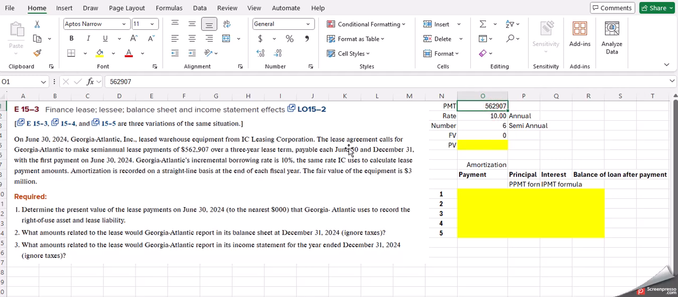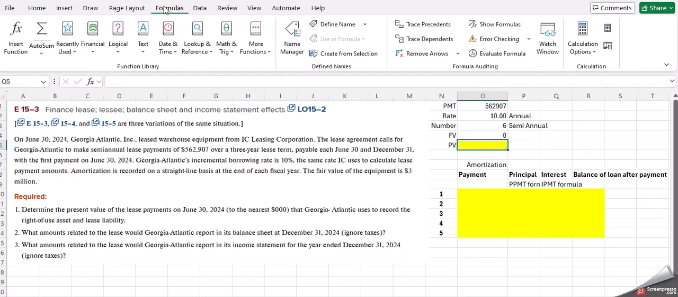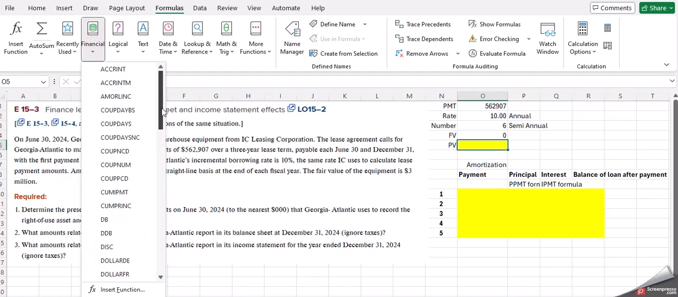So here it gives us they're making semi-annual lease payments of $562,907 over a 3-year lease term. But again, they're making semi-annual lease payments, so there's 6, every 6 months. So 2 times 3. The incremental borrowing rate is 5% a year, so we're going to want to divide that by 2 when we put it into our formula. And so the first thing it says is to determine that present value.